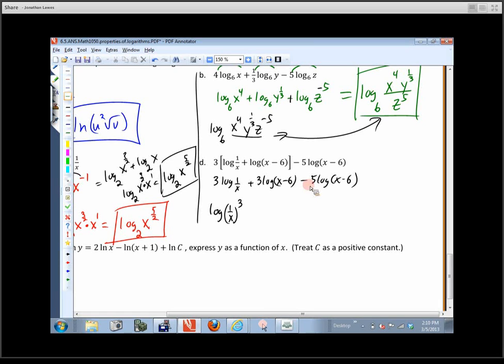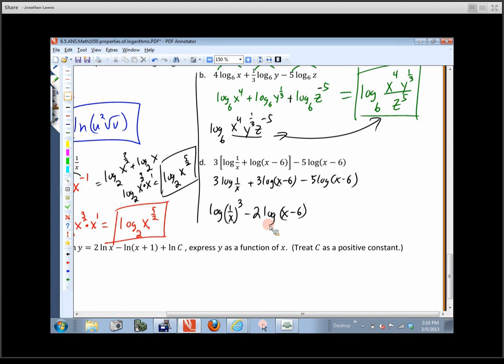They are, what phrase would we use to describe them? They are what type of terms? They're like terms. I've got 3 of them minus 5 of them. So how many do I have? Minus 2 of them. So this would be minus 2 log of x minus 6. Good there?